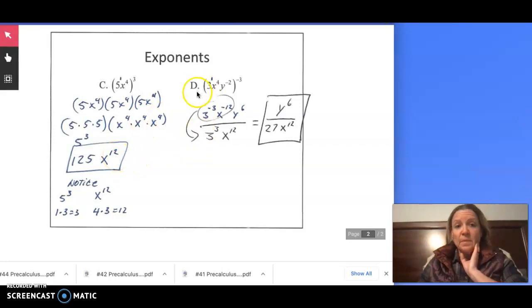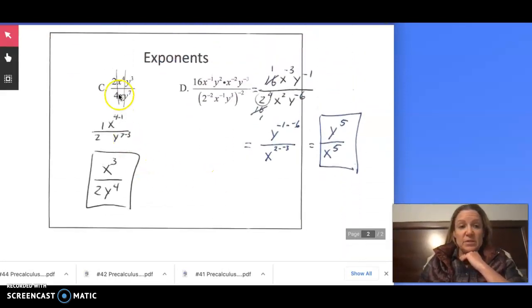12th. Okay. Example D, we have 3x to the fourth, y to the negative second, all to the power of negative 3. We can take that exponent of negative 3 and I think of it as backwards distributing to each of those exponents. So it becomes 3 to the negative third, which is going to move it down to the denominator, x to the negative 12, which is going to move it down to the denominator, and negative 2 times negative 3 is actually a positive 6, so that y to the 6th stays in the numerator. The whole thing simplifies to y to the 6th over 3 cubed, which is 27, x to the 12th.